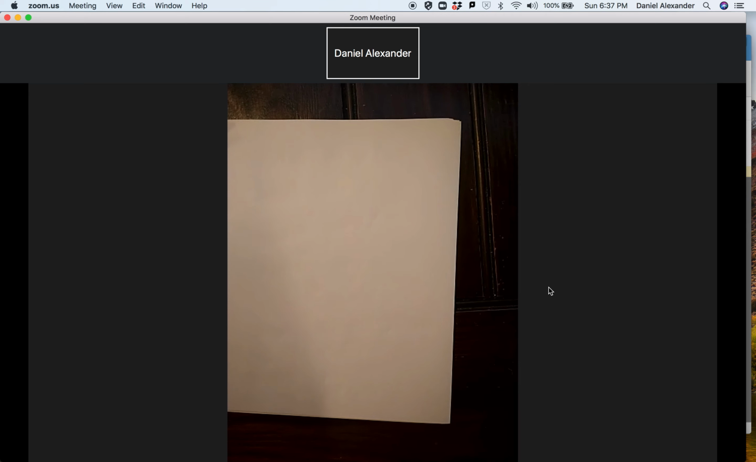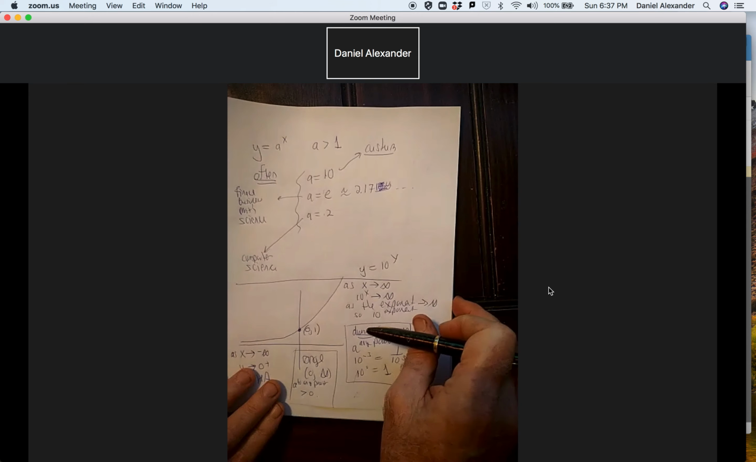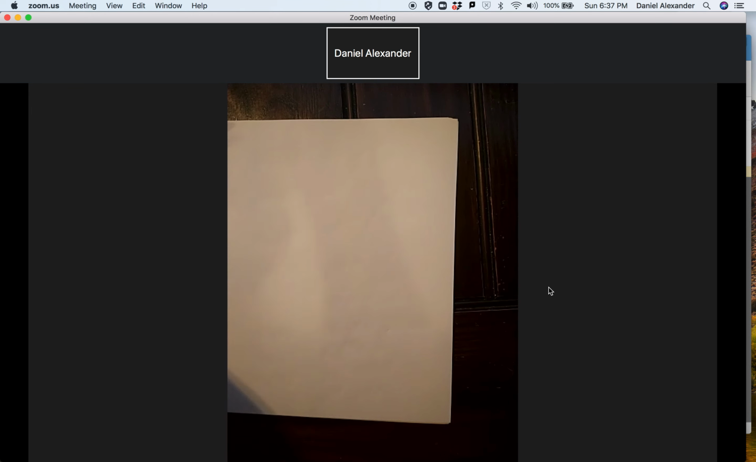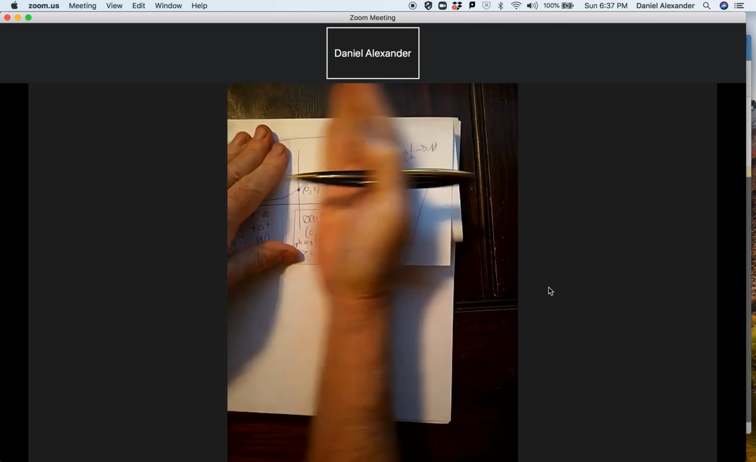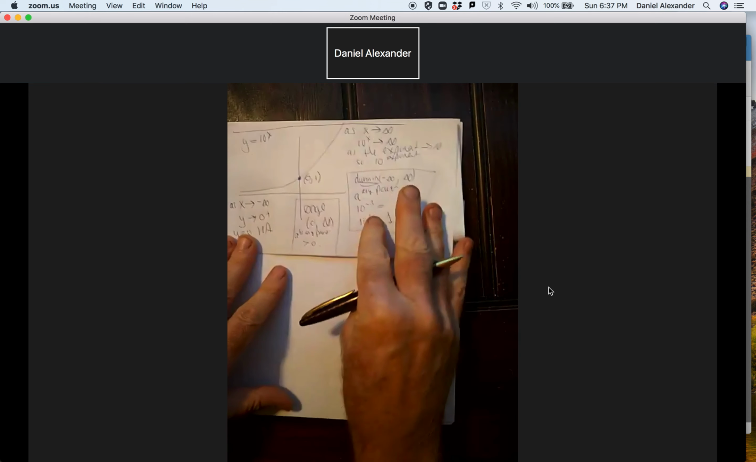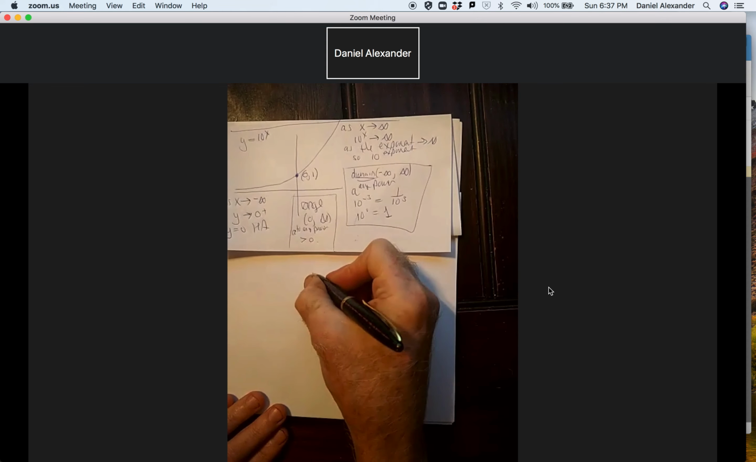It'll just take me a moment to locate. Okay, so here I want to use the x. So we looked at this. This was y equals 10 to the x, and that's what that looked like. And so what I want to do is look at the inverse.